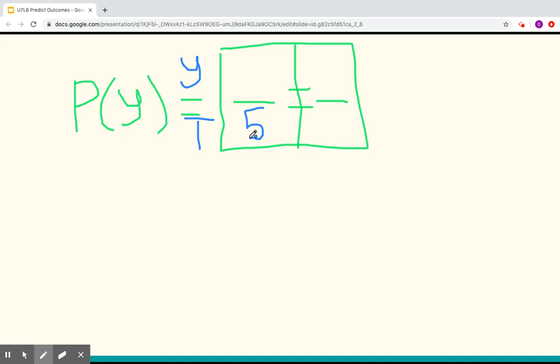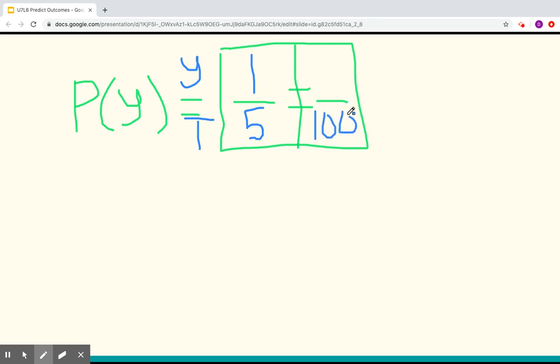And next, looking at that same spinner, how many of those sections are yellow or represent a yellow section? And there is only 1. So we're going to put a 1 in the numerator. So now we're ready to make our prediction, and they want us to make a prediction for if the spinner was spun a total of 100 times. So that's going to be our new total. 100 will be in our denominator.